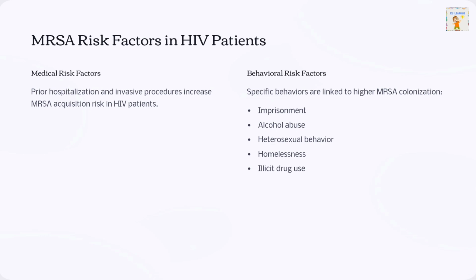What are the risk factors for MRSA in HIV patients? As we all know, these patients have medical risk factors, low immunity, and behavioral risk factors, which include a history of imprisonment, alcohol abuse, heterosexual behavior, homelessness, and illicit drug use. Any previous hospital stays, any previous procedures, all these risks contribute to the possibility of having MRSA infection in HIV patients, and this is associated with serious consequences.